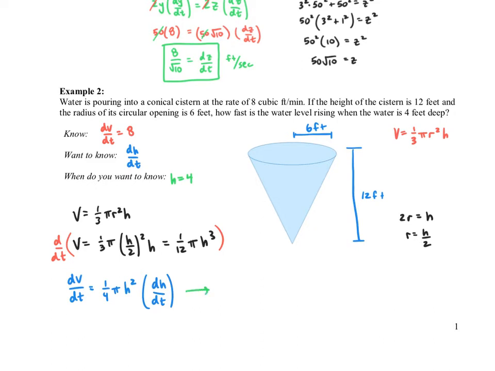So if we were to take dV/dt and substitute in 8, we are then equal to 1/4 pi times h, which is 4 in this example, squared, times the unknown dh/dt, the rate the height changes. And so if we were to just solve for dh/dt here, by balancing the equation, we get 2 divided by pi.